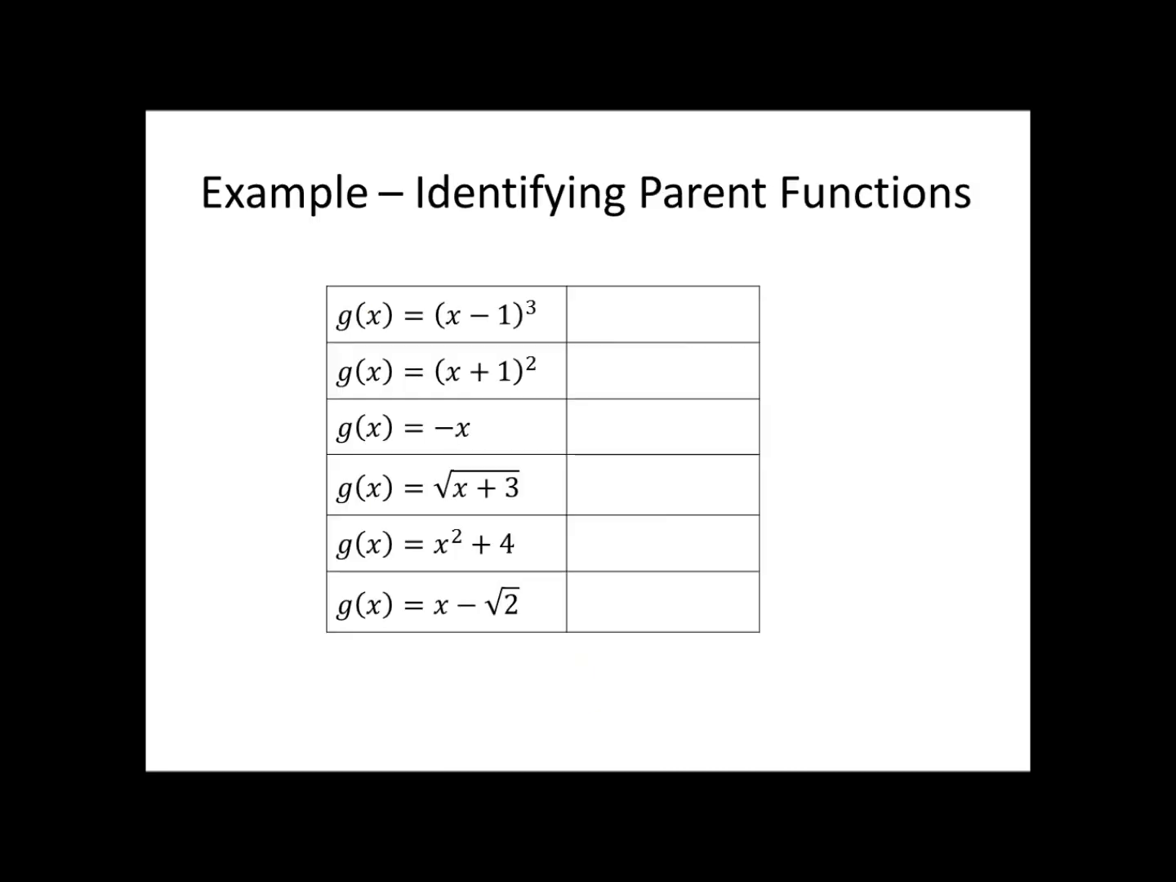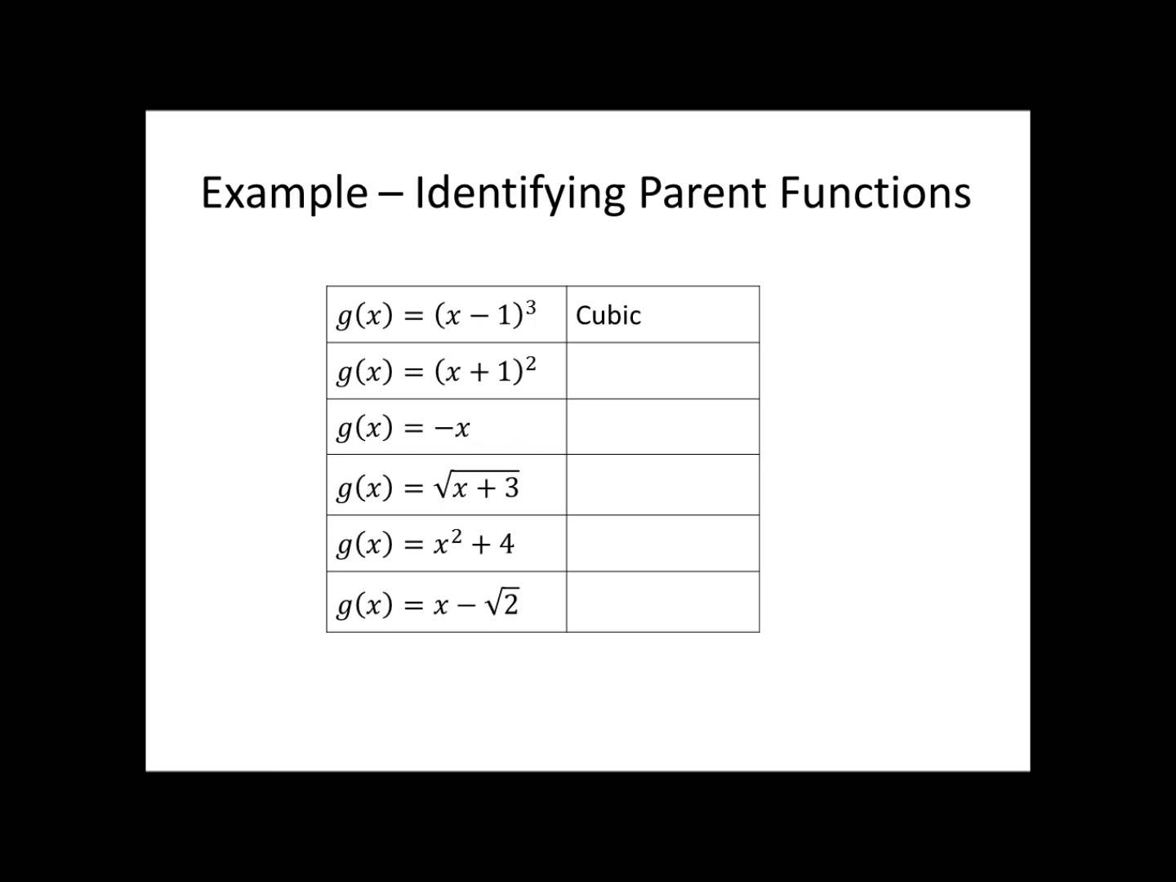Okay, so we've gone over our 5 types of parent functions. Let's see if you can identify the parent function for each of these. G of x equals the quantity x minus 1 cubed. What do you think that is? Well, it's pretty obvious. It's a cubic function. The x is getting cubed, so it's a cubic function.